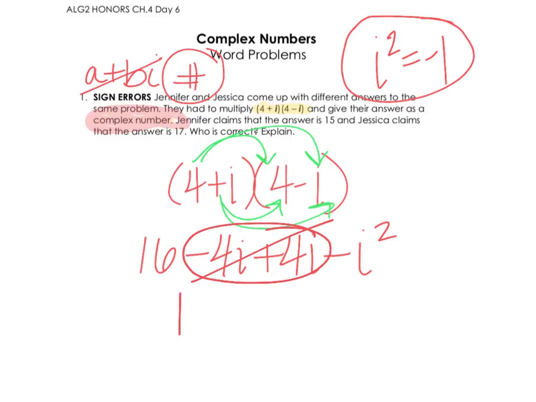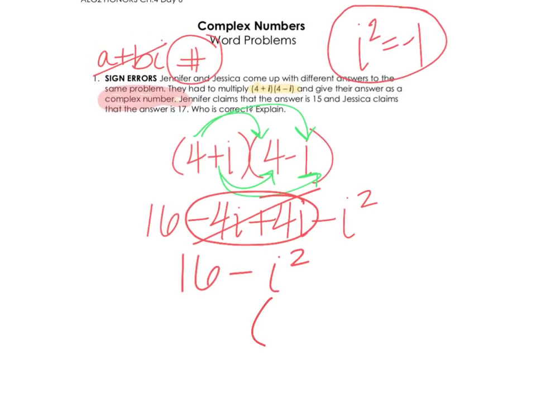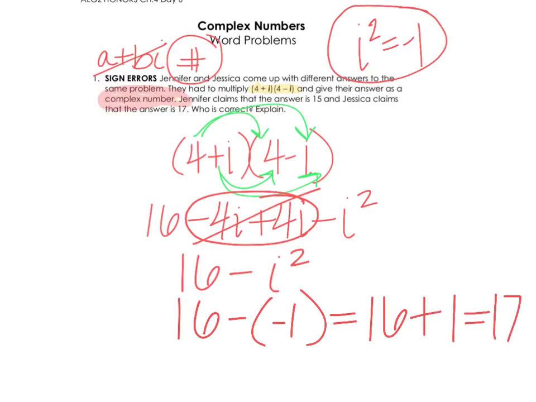So we're left with 16 minus i squared, and we can replace the i squared with negative 1. So we're left with 16 minus negative 1, which is 16 plus 1, which gives us 17. The error that Jennifer probably made, if she thought it was 15, is that she replaced the negative i squared with just negative 1. She didn't realize that it was minus a negative 1. Which is an easy mistake to make. So we've got to always be careful and remember that we're just replacing the i squared with negative 1, and we can't forget about that negative that was in front.